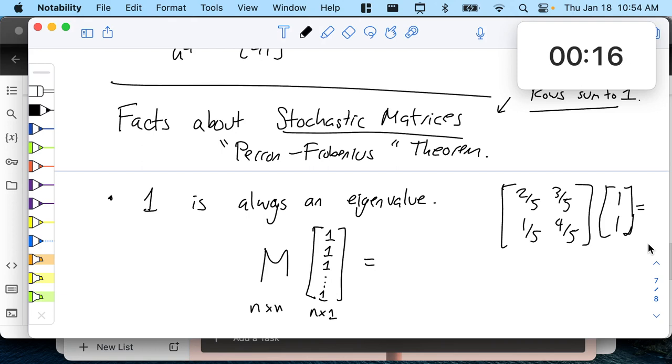Okay, people are being very quiet, so I'm going to stop the timer early. Who wants to tell me what is M times 1 1 1 1 1? Yeah. Is it 1 1 1 1 1? It's 1 1 1 1 1.